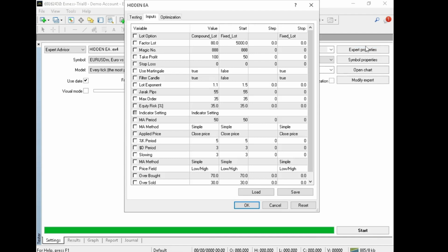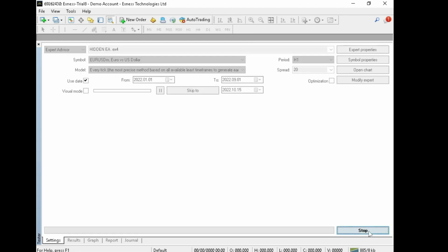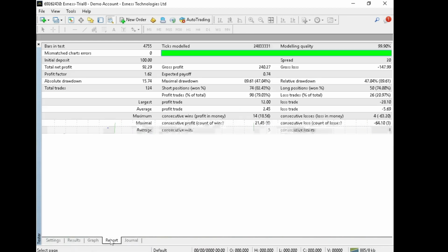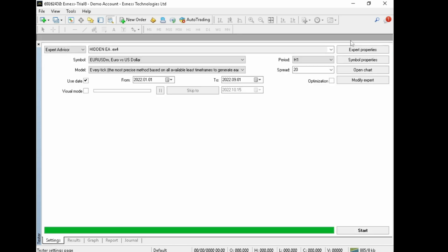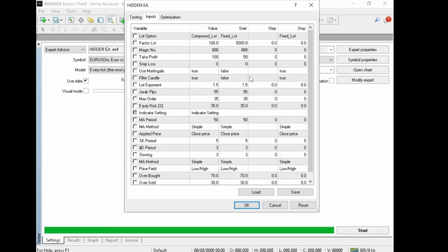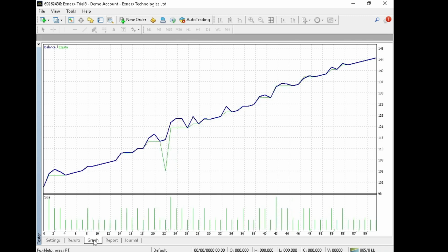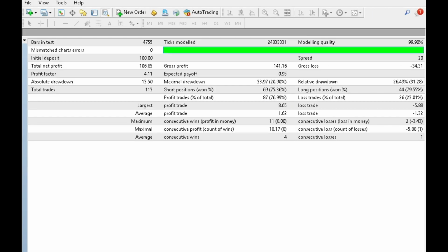I will try again with the lot factor changed to 100 and the lot exponent at the default 1.5. The profit obtained is large but the drawdown is also large. Okay, I will return the take profit setting to the default, which is 50, with the lot factor still 100. I leave the other parameters at default. I think the results are pretty good. Drawdown is quite low, 20%, and the result is a profit of $106, or 106% of the deposited capital.